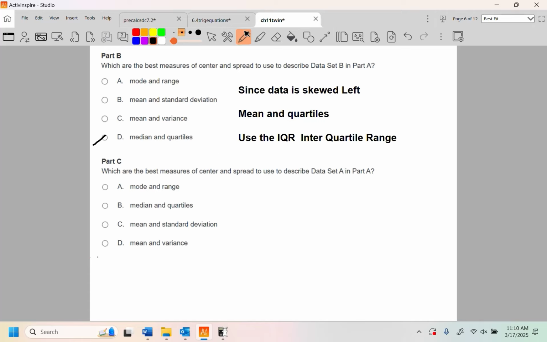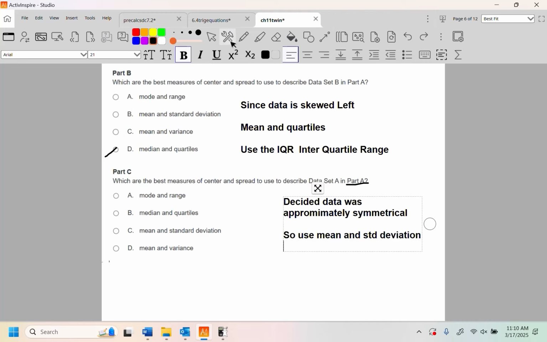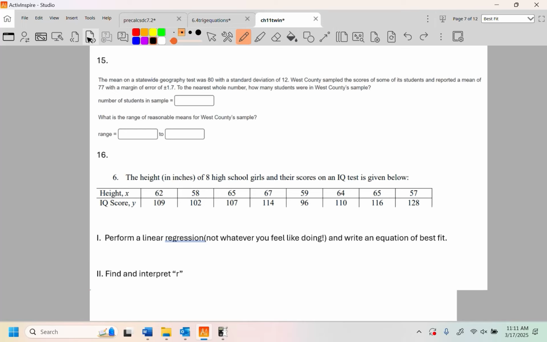Part C deals with data set A. And I decided the data was approximately symmetrical. And it was pretty darn close to it. So we use the mean and standard deviation, which is choice C. There you go. Moving forward with our lives.